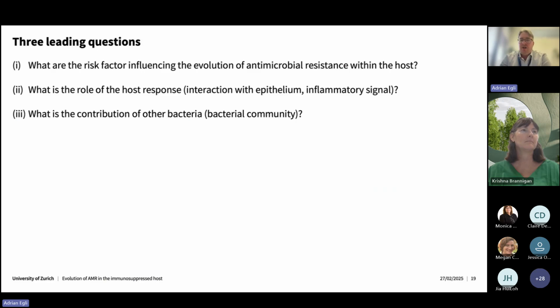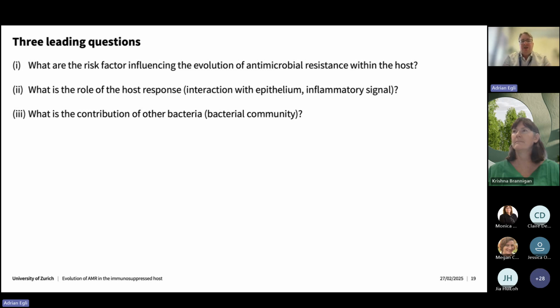So there are three leading questions we have. First of all, what are the risk factors influencing the evolution of antimicrobial resistance within the host? What is the role of the host response? So we want to look at this in organoid models, and that's very early work. My lab has not established an organoid model, so here we will clearly also collaborate with colleagues, but we want to first of all look at the epithelial interactions and then make these models more and more complex by adding, if possible, inflammatory stimuli or immune cells.